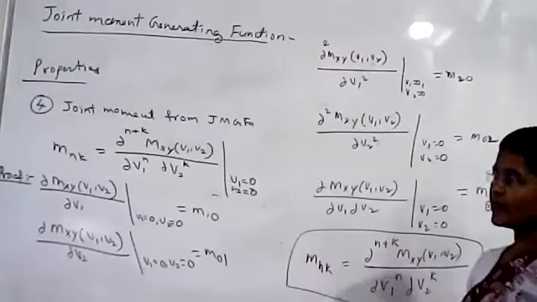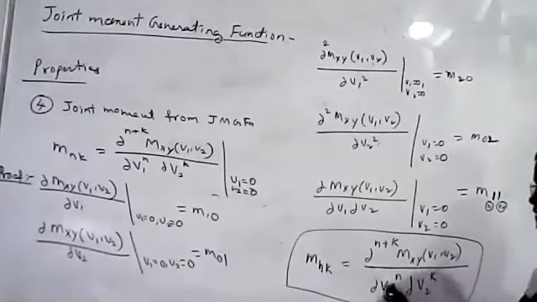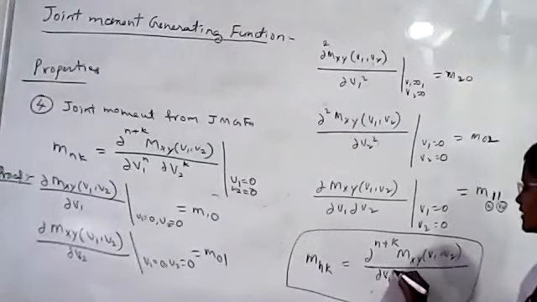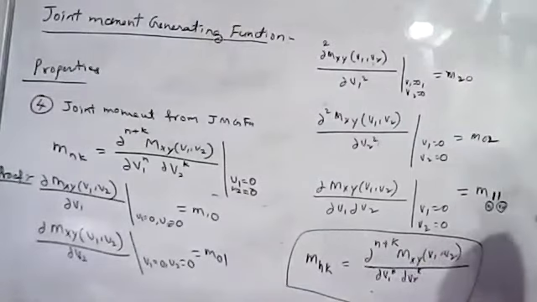The joint moment from the joint moment generating function. See here the denominator: dou v1 power n, dou v2 power k.